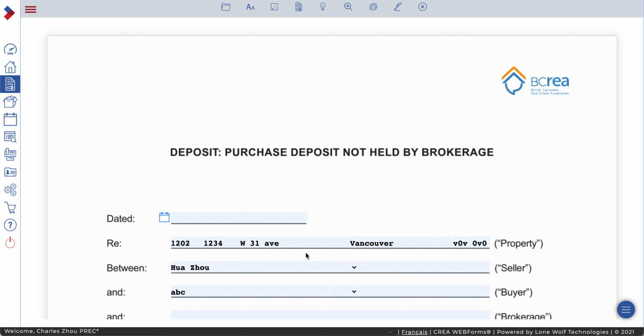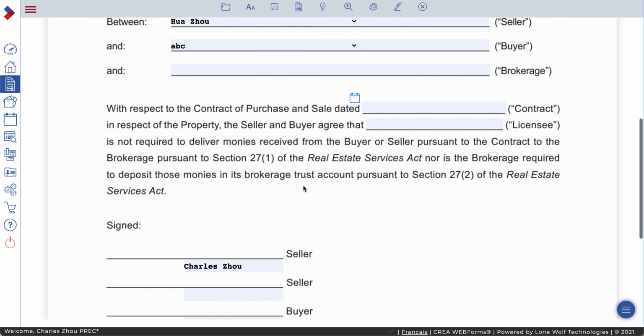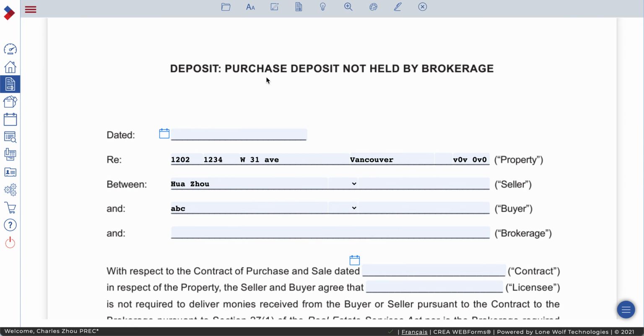Hello, today we're going to talk about a form that people will be using if the deposit is not held by brokerage. If you're a buyer's agent or a seller's agent and the deposit is not held by real estate brokerage, then you will have to provide this form to your brokerage and have your client sign this form. It's called purchase deposit not held by brokerage.